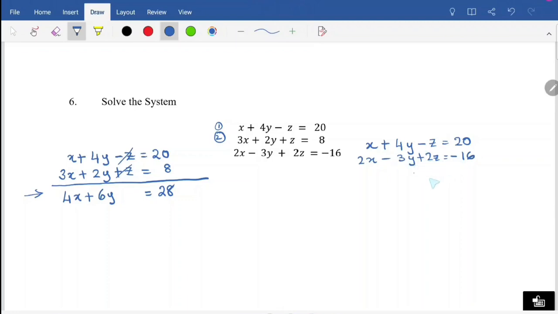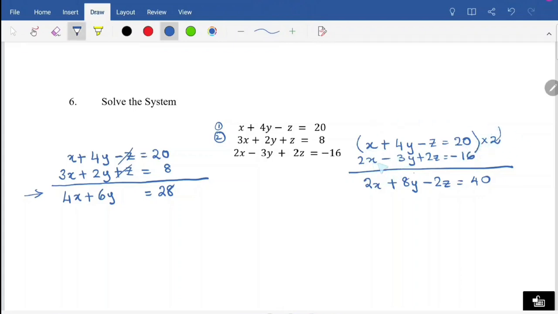All right, so to make this minus z into minus 2z so that it'll negate, it'll zero out, we have to multiply this entire equation with a 2. All right, and let's do the multiplication now. We will have 2x plus 8y minus 2z equals 2 times 20, 40. So we have to multiply all of these terms on both sides of the equation by this 2.